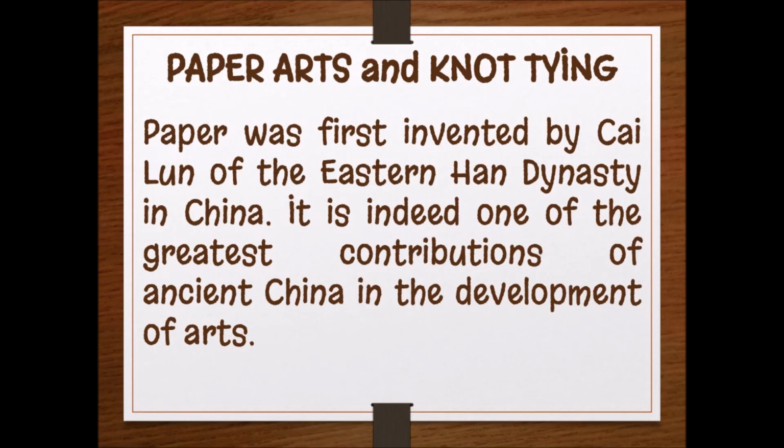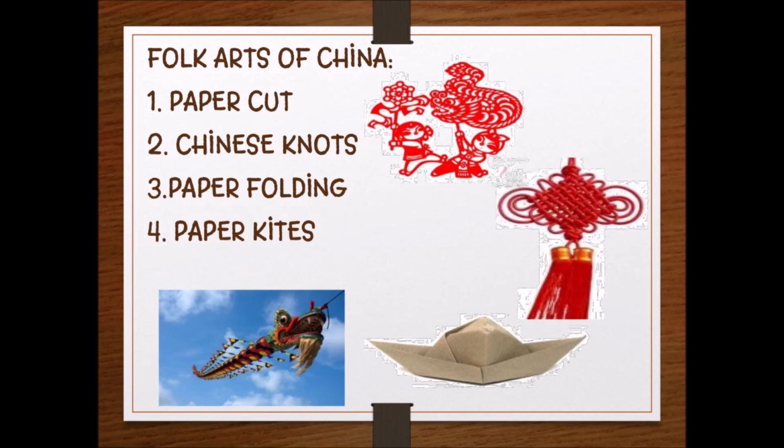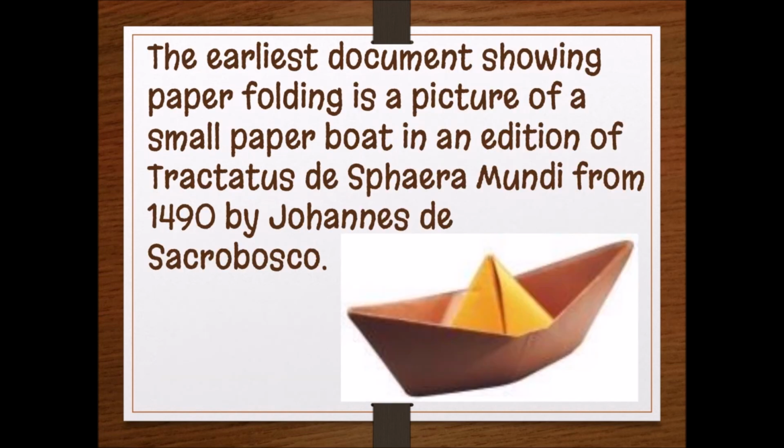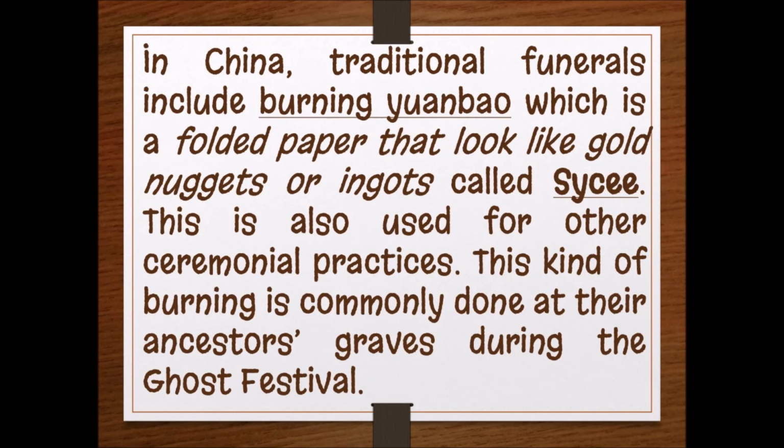in China. It is indeed one of the greatest contributions of ancient China in the development of arts. Then folk arts of China, we have paper cut, Chinese knots, paper folding, and paper kites. The earliest document showing paper folding is a picture of a small paper boat in an edition of Tractatus de Sphaera Mundi from 1490 by Johannes de Sacrobosco.